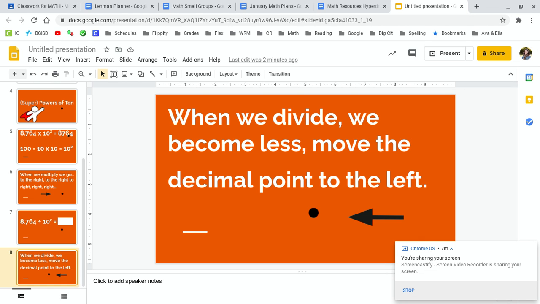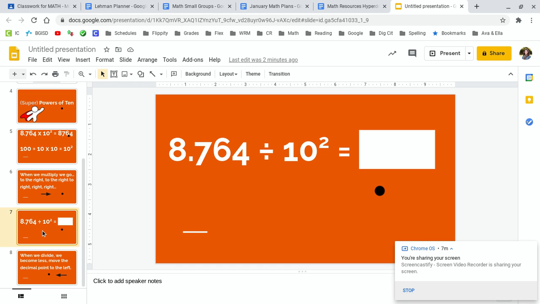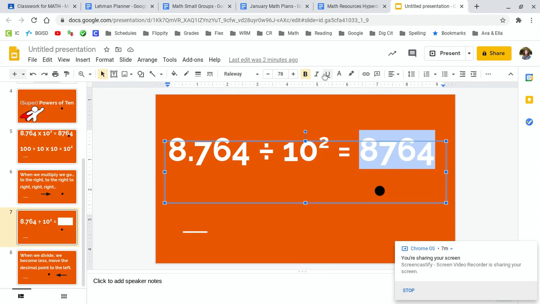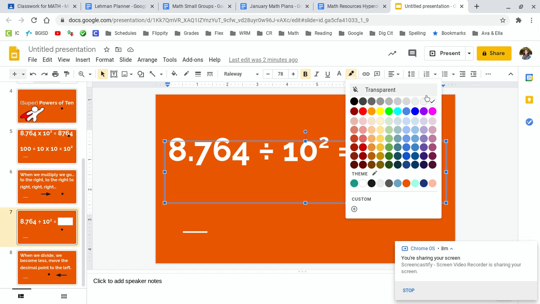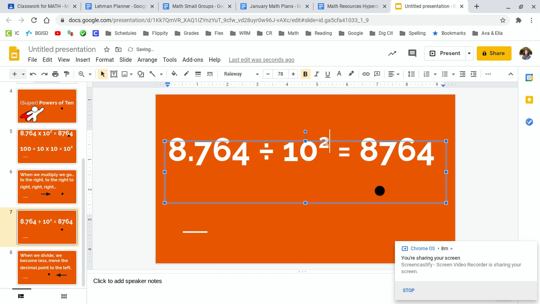Say that with me, ready? When we divide, we become less. Move the decimal point to the left. Okay, now, in this problem, we are going to move our decimal point to the left, and we're going to move our decimal point to the left 2 times because that's what our exponent tells us.